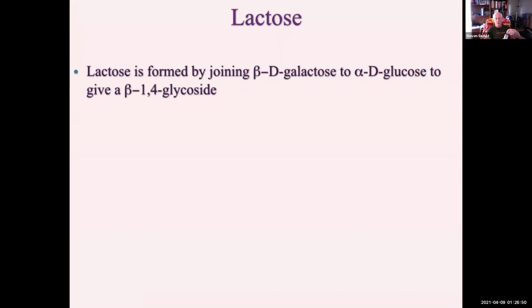Lactose. We discovered maltose. Lactose is formed by joining beta D-galactose to alpha D-glucose to give a beta 1,4 glycosidic bond or linkage. Okay. Lactose is milk sugar. That's a sugar found in milk. Milk is full of sugar. Parents do not realize that.